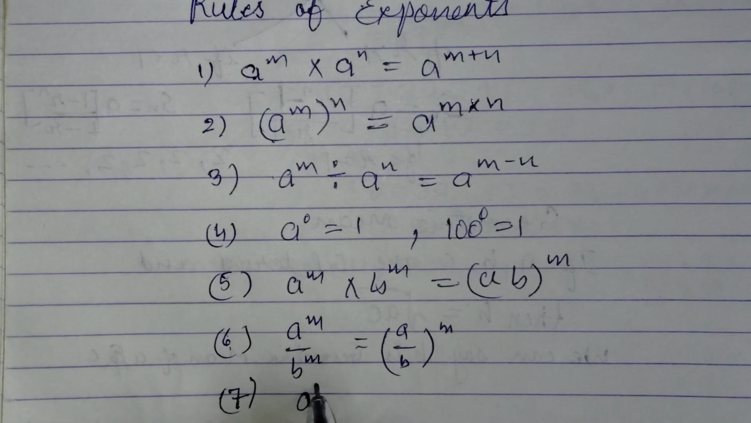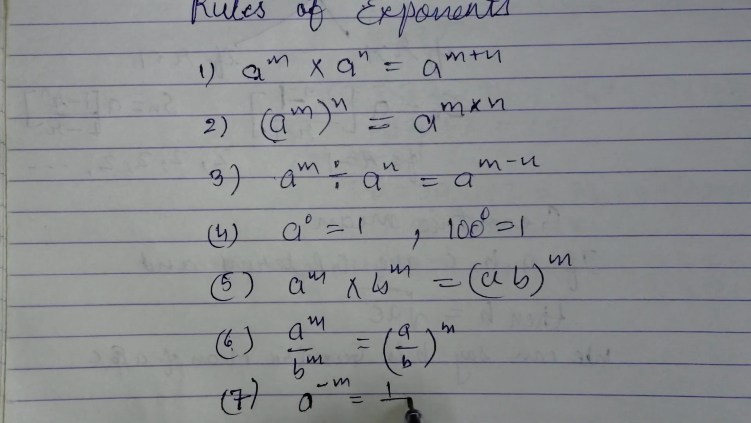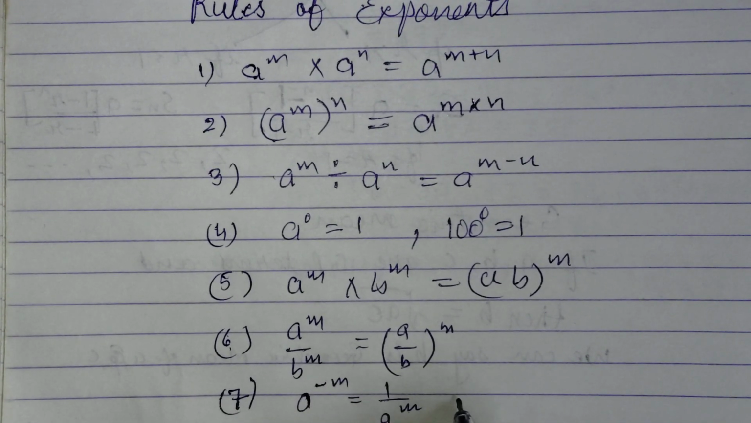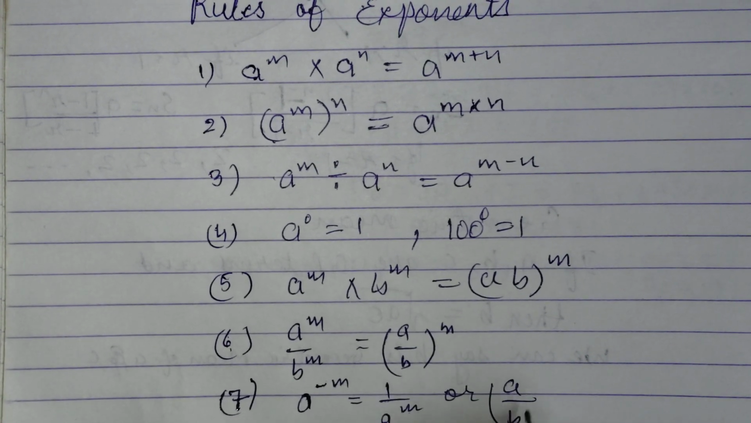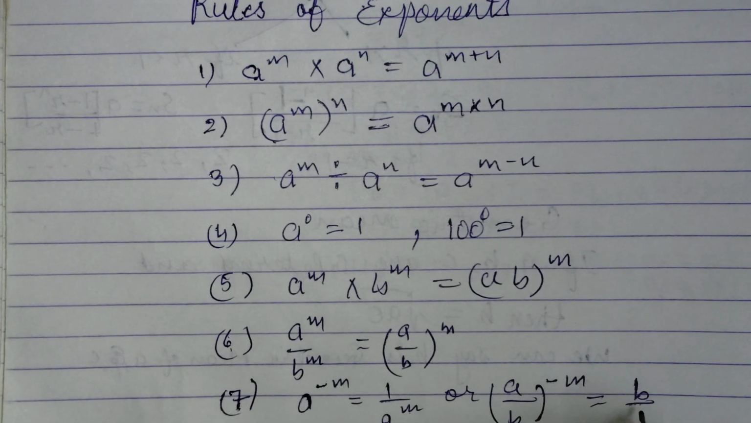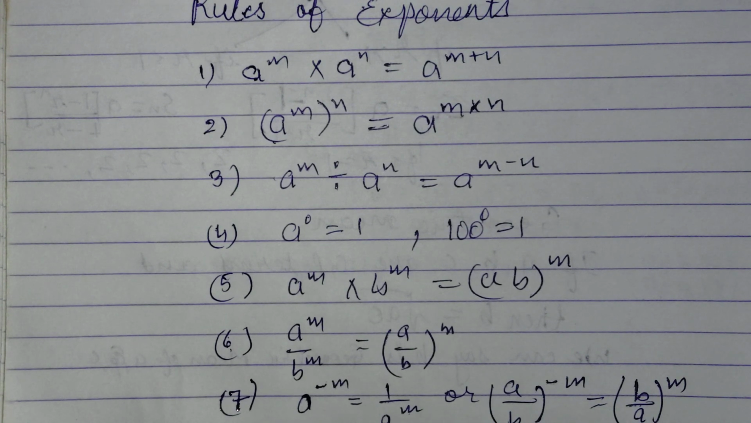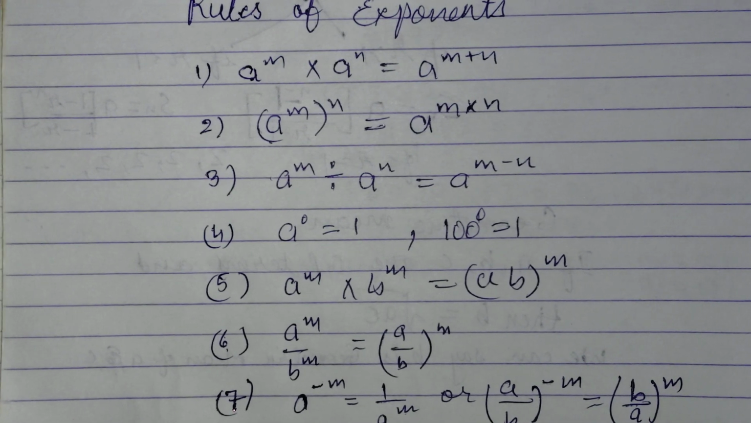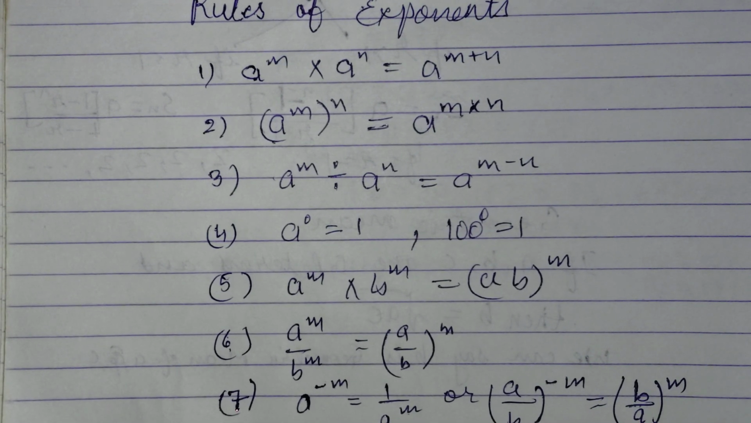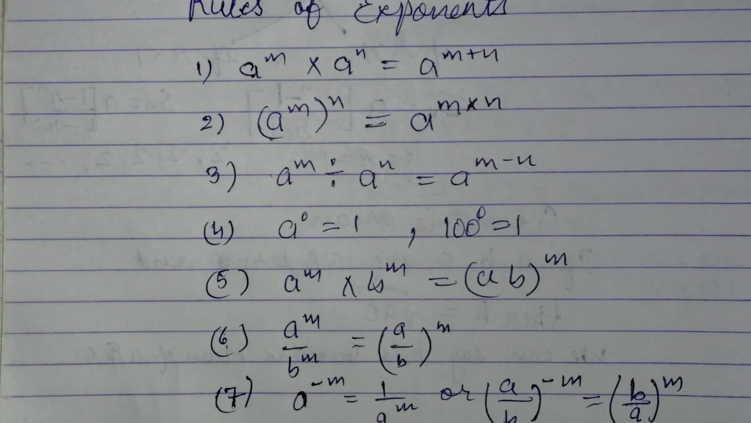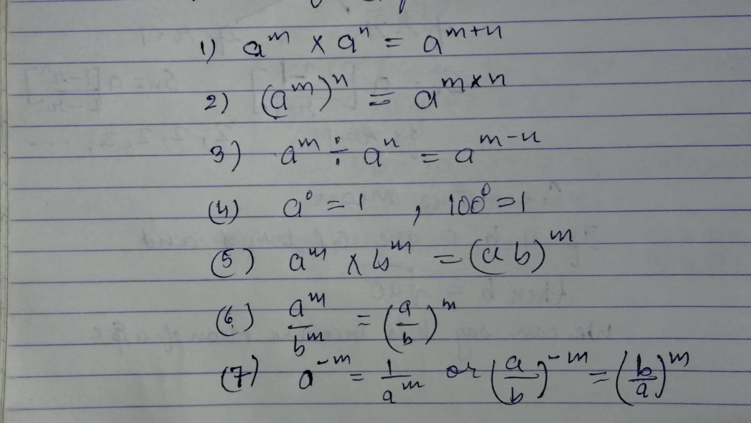Seventh rule: a to the power minus m can be written as 1 upon a power plus m, or (a upon b) whole power minus m can be written as (b upon a) whole power plus m. So these are all important anywhere in the problem solution of this type of question.